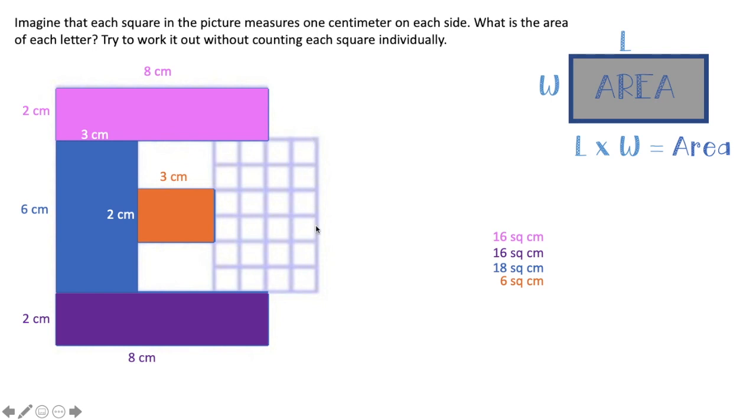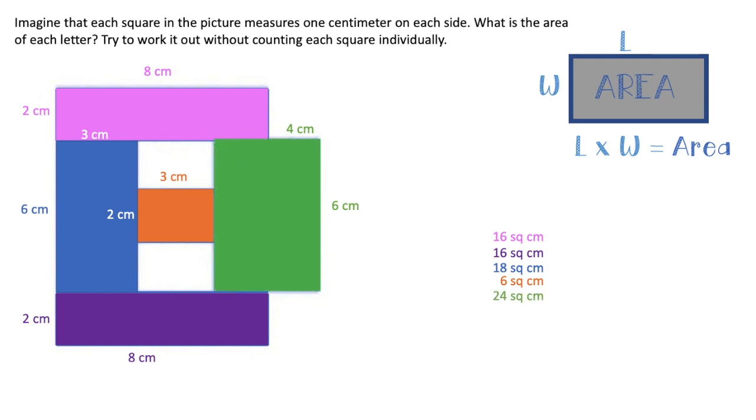1, 2, 3, 4, 5, 6 going down just like this one, but I notice it's wider. 1, 2, 3, 4. 4 times 6. I'm going to count by 4s this time. 4, 8, 12, 16, 20, 24. 24 square centimeters. Again, I need to add up this big string of numbers.